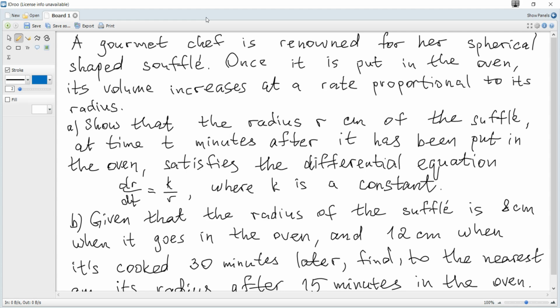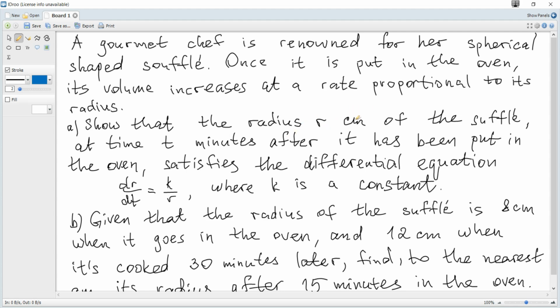A gourmet chef is renowned for her spherical shaped soufflé. Once it is put in the oven, its volume increases at a rate proportional to its radius. (a) Show that the radius r centimeters of the soufflé at time t minutes after it has been put in the oven satisfies the differential equation dr/dt = k/r, where k is a constant.